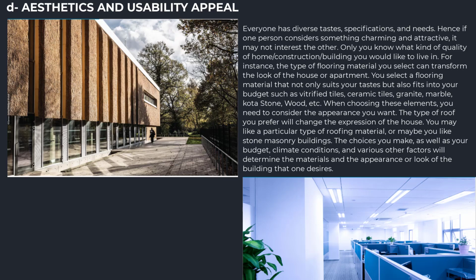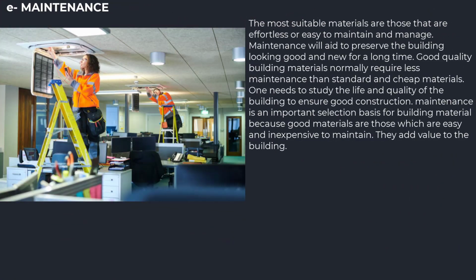When choosing these elements, you need to consider the appearance you want. And remember that the choices you make, as well as your budget, climate conditions, and various other factors will determine the material and the appearance or look of the building that you desire. Maintenance. The most suitable materials are those that are effortless or easy to maintain and manage. Maintenance will help preserve the building looking good and new for a long time. Good quality building materials normally require less maintenance than standard and cheap materials.